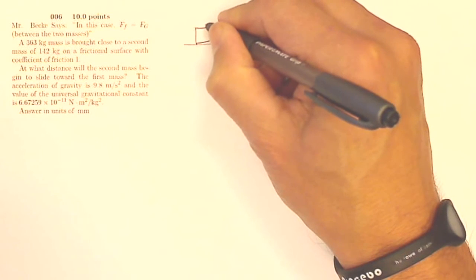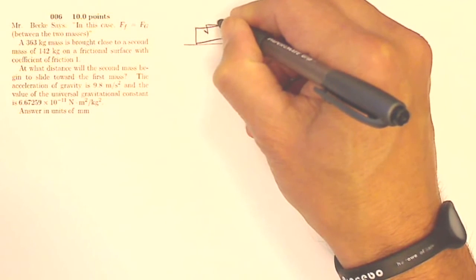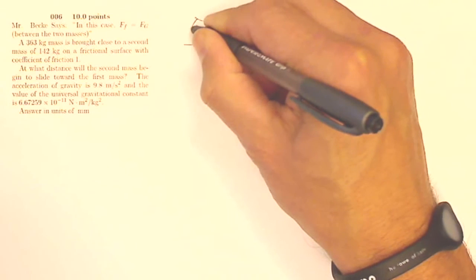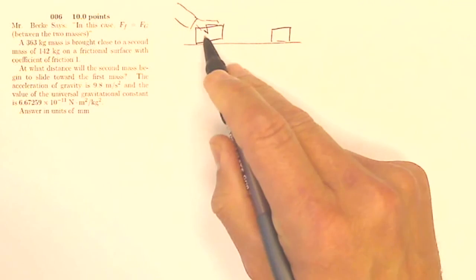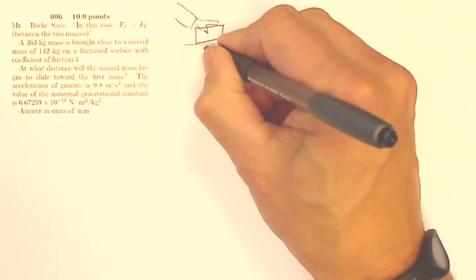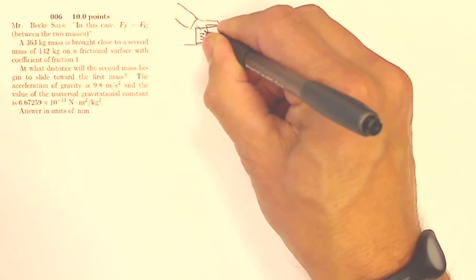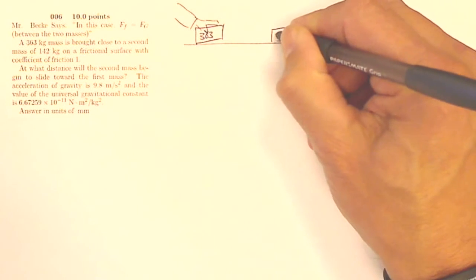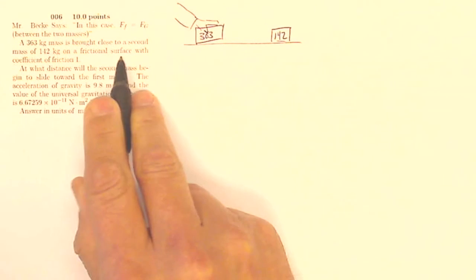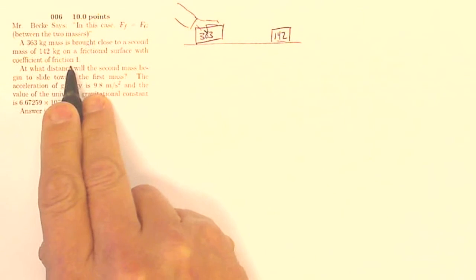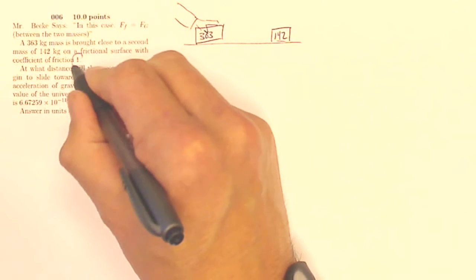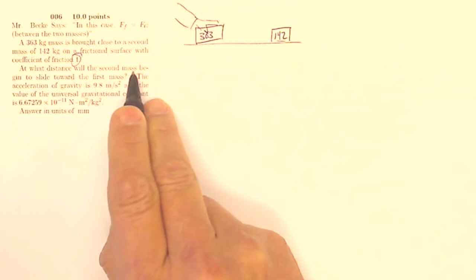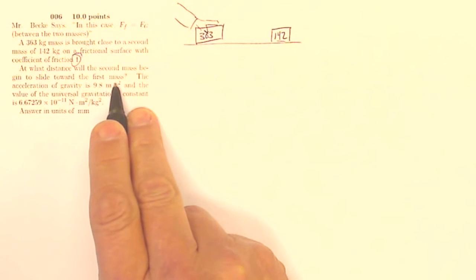So this one, I will put a hand on this one. So here's the hand holding onto this one. Okay. This one is being brought close to that one. So this is 363 kilograms. And this one is 142 kilograms. On a frictional surface with coefficient of friction of 1, wow, I'm lucky. At what distance will the second mass begin to slide towards the first mass?